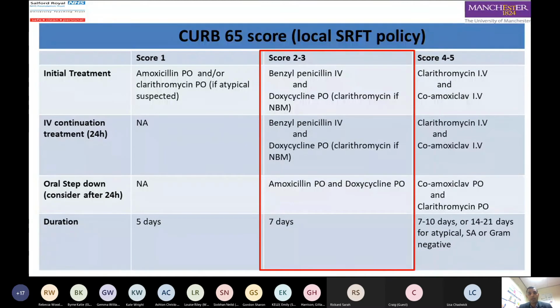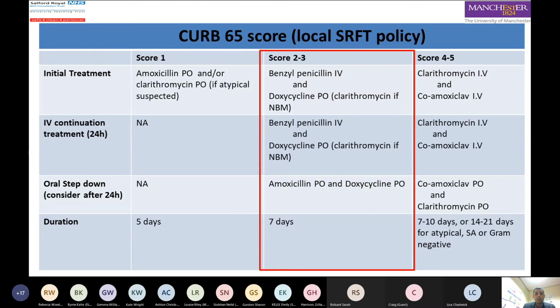Using the CURB-65 score, the local SRFT policy uses a combination of benzylpenicillin, which is a beta-lactam and has a good cover for gram-positive bacteria, and doxycycline, as I mentioned before. Doxycycline has a very broad spectrum for both gram-positive and gram-negative. So you'd expect to continue antibiotics for about 24 hours intravenously, look at clinical response, and consider step down to oral amoxicillin and doxycycline and continue for 7 days. If you have a more severe spectrum, you'd be using broader spectrum antibiotics with co-amoxiclav straight away.